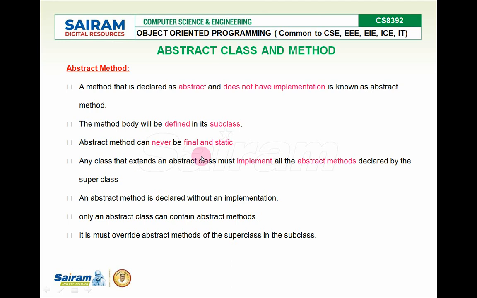So with that we have an idea: an abstract class is a class which must be subclassed. An abstract class must have at least one abstract method. An abstract method doesn't have a definition; the definition is implemented in the subclass. The abstract method should not be final or static. The method body is defined in the subclass. So these are all the important points about the abstract class and the abstract method.